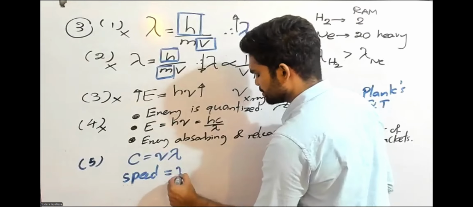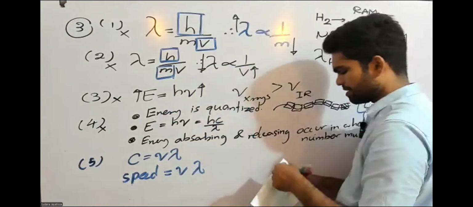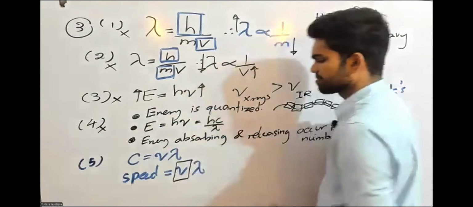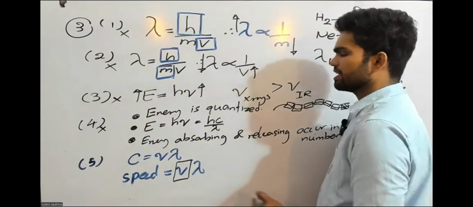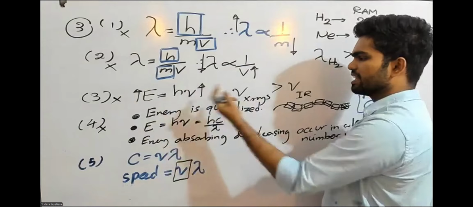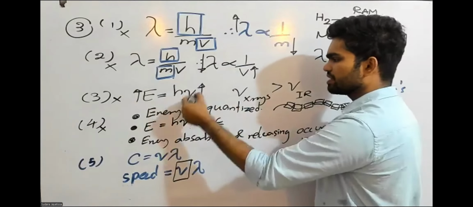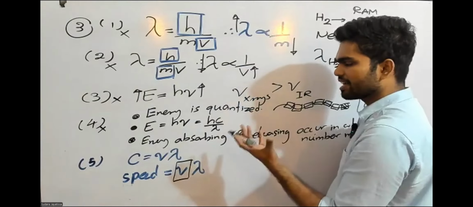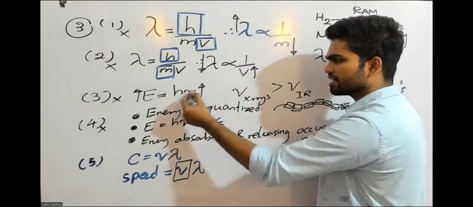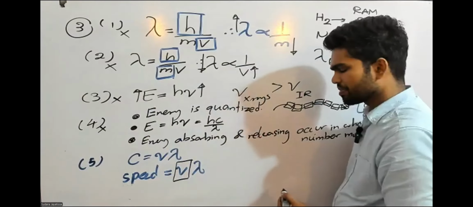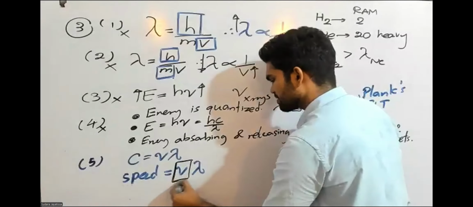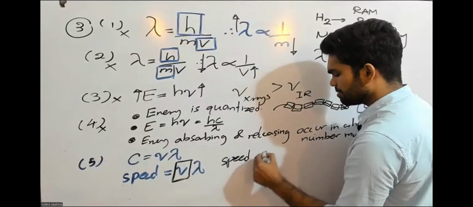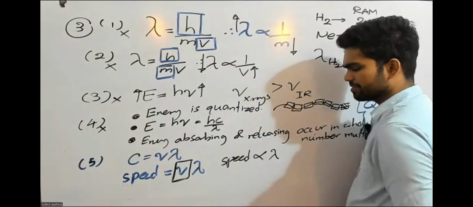Speed is equal to frequency times lambda. So if it is having the same frequency, you know that if it is having a certain energy pattern, then its frequency should be constant. Let's say red color will always have the same frequency. Understand? So if the frequency is constant, then your speed of the wave will be proportional to the wavelength.